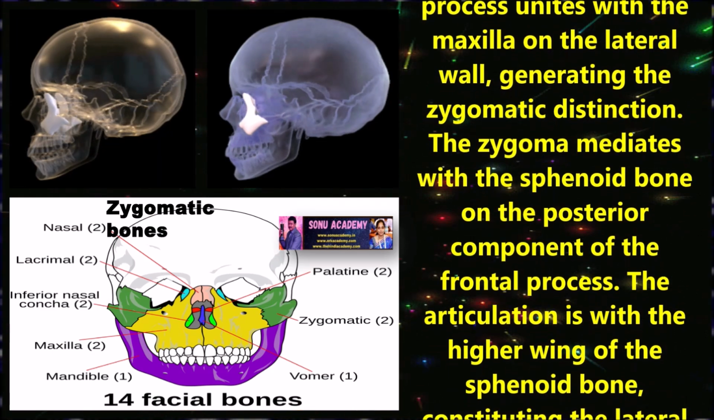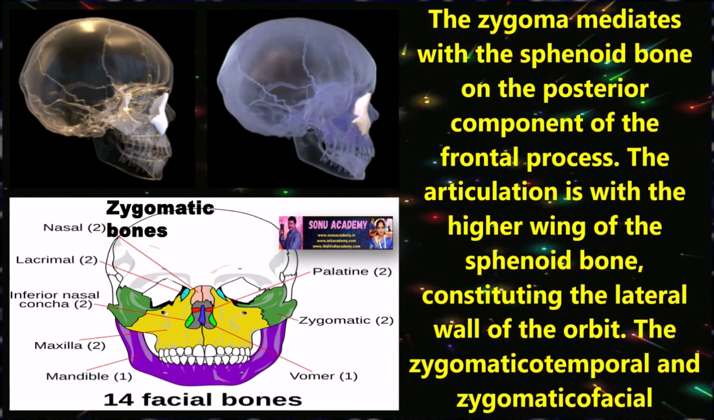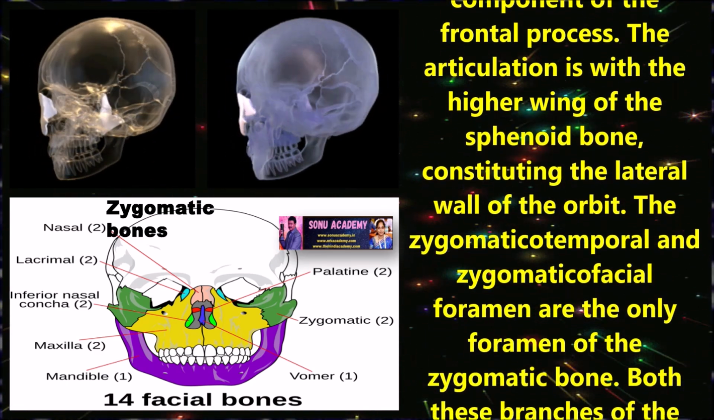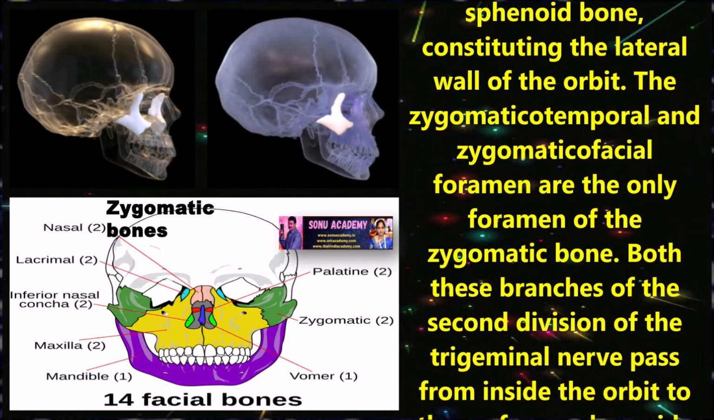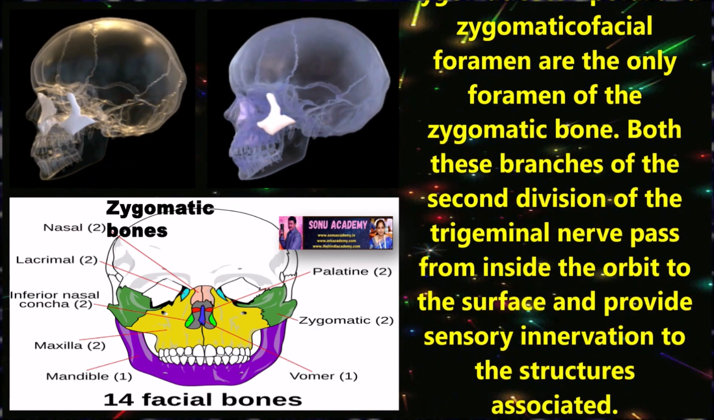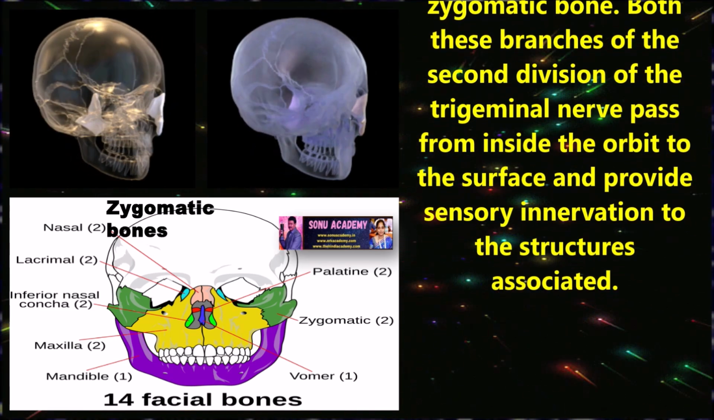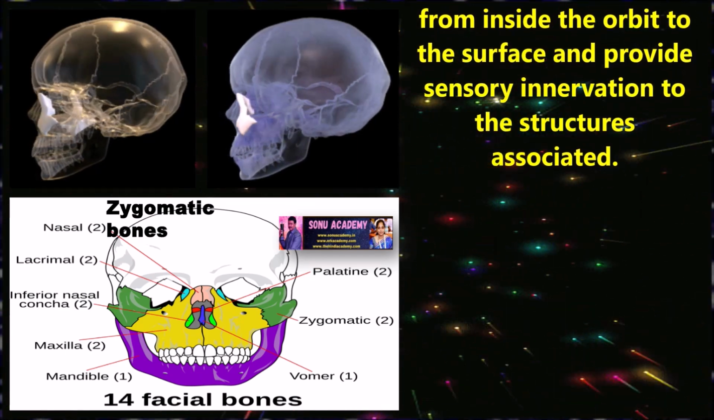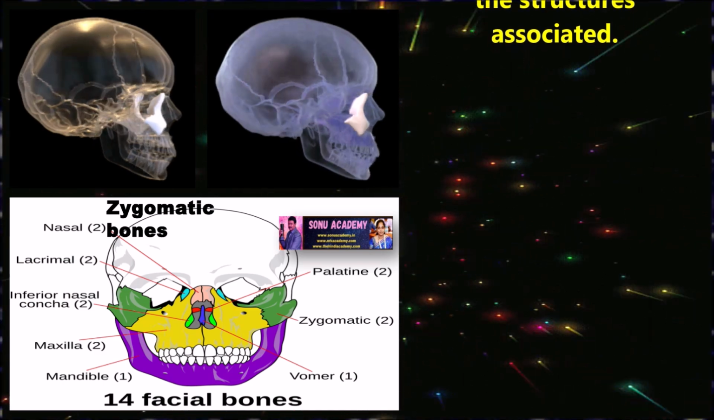The zygoma articulates with the sphenoid bone on the posterior component of the frontal process. The articulation is with the greater wing of the sphenoid bone, constituting the lateral wall of the orbit. The zygomaticotemporal and the zygomaticofacial foramina are the only foramina of the zygomatic bone. Both are branches of the second division of the trigeminal nerve, passing from inside the orbit to the face and providing sensory innervation to the associated structures.